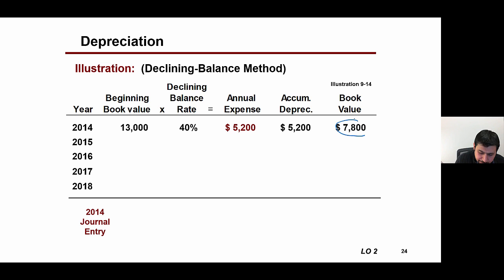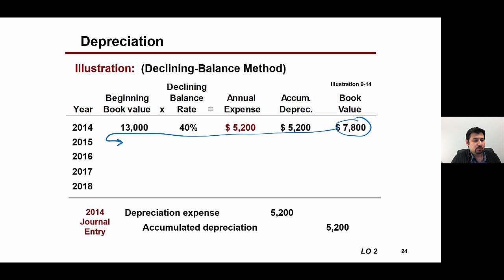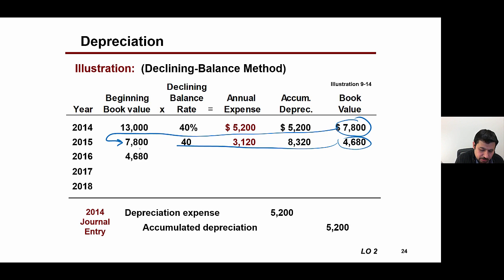Now this amount here becomes the new beginning book value. So we have again 7,800 multiplied by 40%. It will give us the annual expense for the second year, accumulated depreciation, and we calculate the new book value. Once again, the amount here becomes the new beginning book value, and we continue doing that until the end.